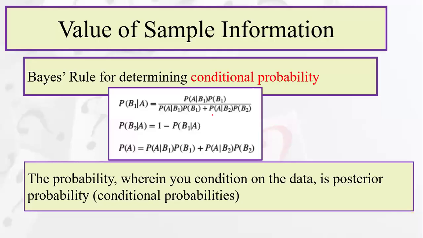So sample information is conditional probability. Given that, the probability of B1 given A can be found if the probability of A given B1 is known to you. So the posterior probability is a conditional probability. Posterior means after. So this one is a priori, before.